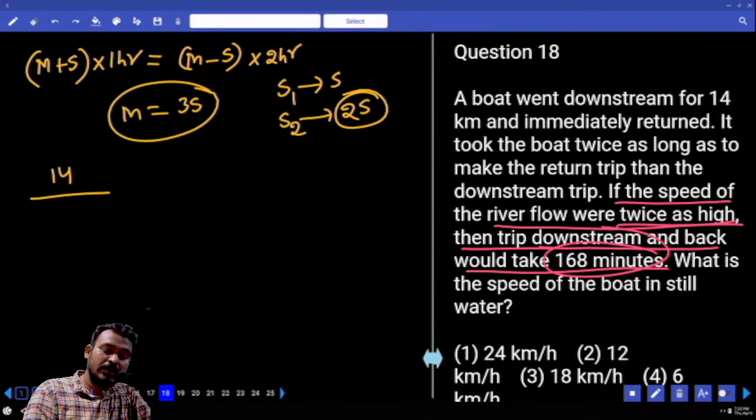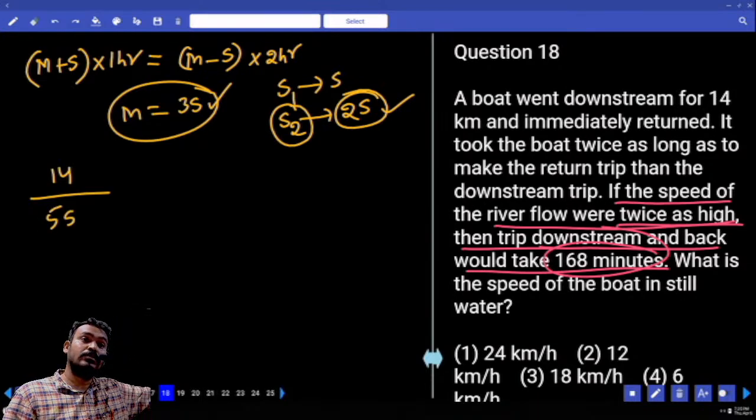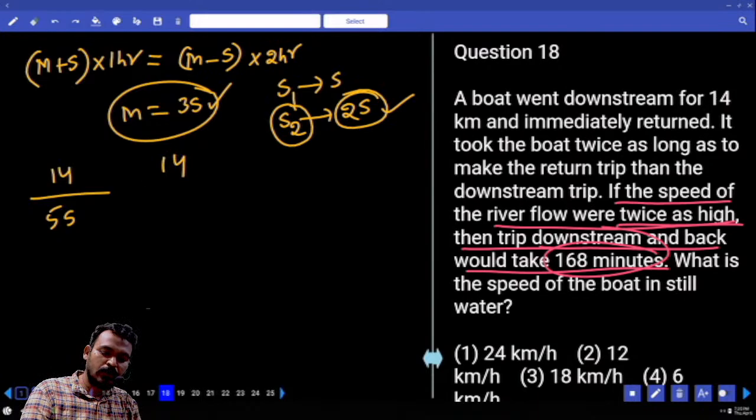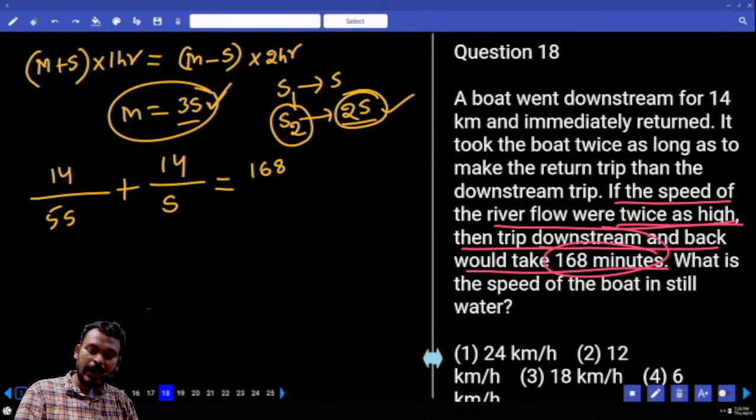But the speed in downstream is m plus s. What is the m value? 3s. What is the new speed of s? 2s. So 3s plus 2s is 5s. It is downstream distance by downstream speed. Next, return means upstream. The distance is 14. What is the upstream speed? M minus s. The m value is 3s and the s value is 2s. 3s minus 2s is s. These two are added to get the total time. What is the total time? 168 minutes, converted to hours.